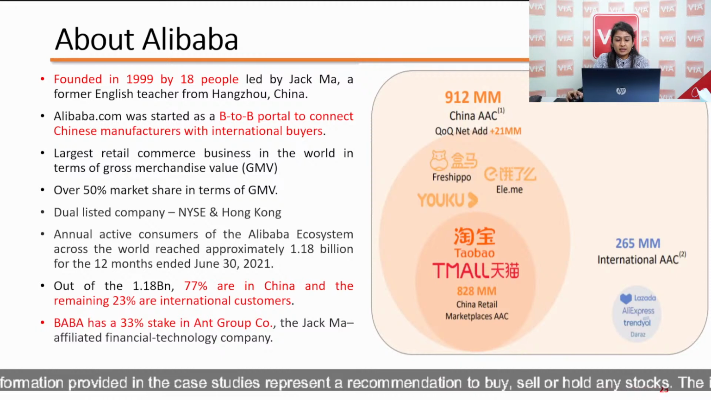Alibaba also has a 33% stake in Ant Group, the Jack Ma affiliated fintech company, which I was talking about earlier. Ant Group provides digital payment and financial services to consumers, merchants, and other businesses.